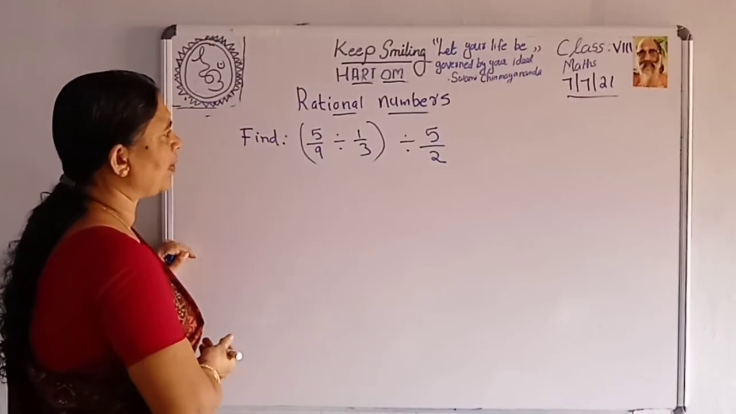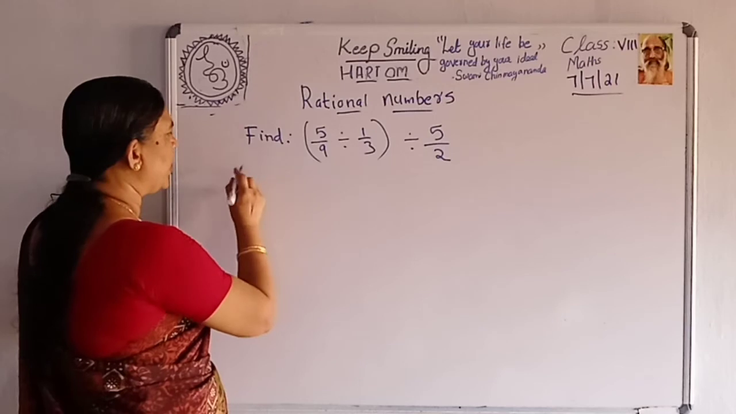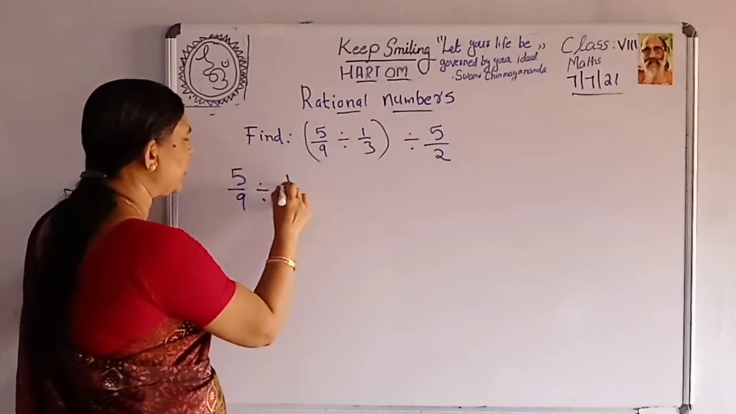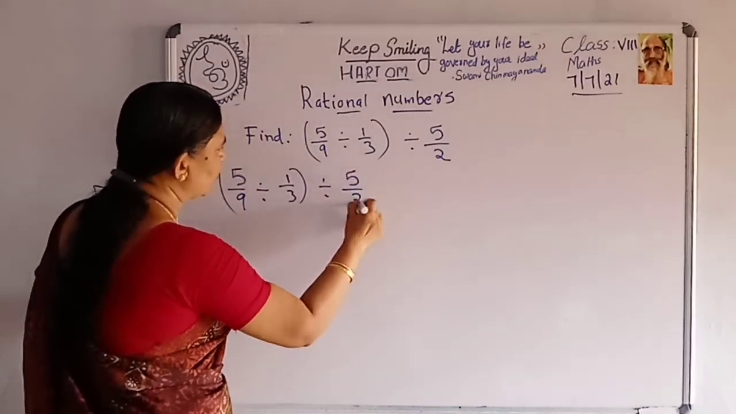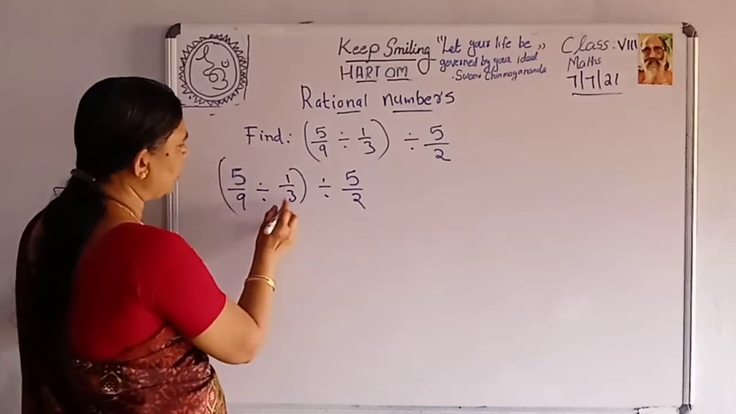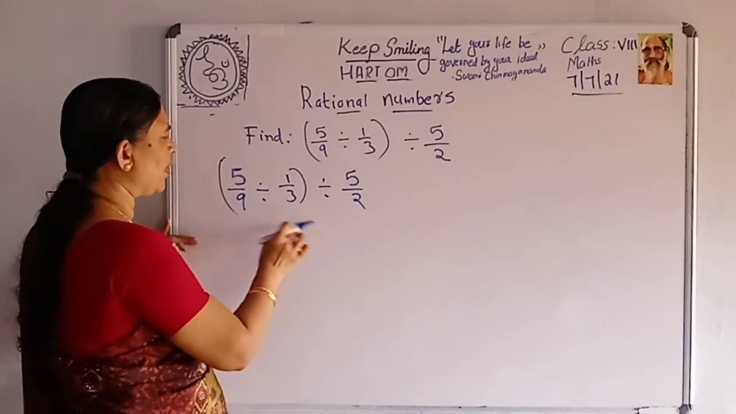5 by 9 divided by 1 by 3 divided by 5 by 2. Here first one we do, Fatima. Here first we simplify the bracket, 5 by 9 divided by 1 by 3.